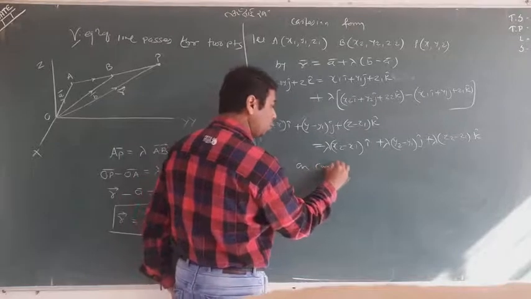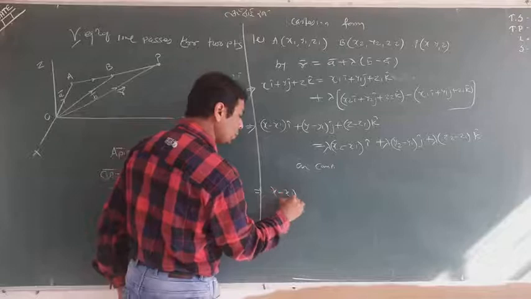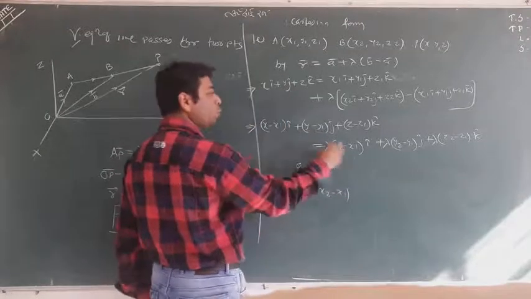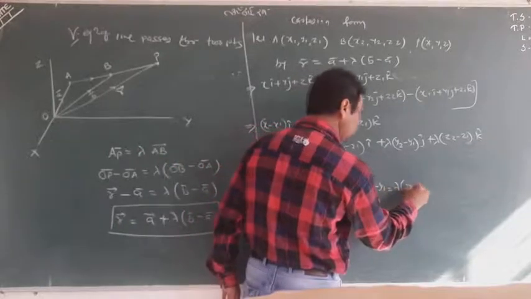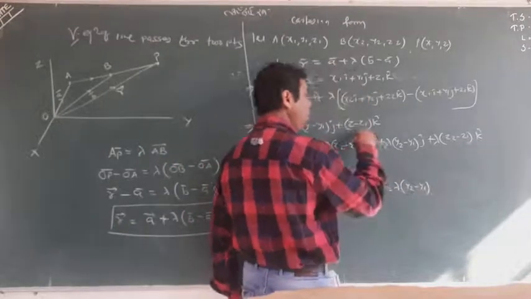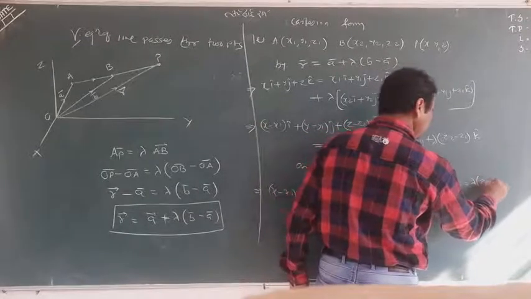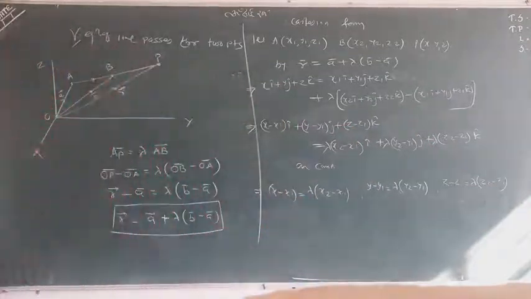On comparing both the terms, this is i, this is i. So x minus x1 will be equal to lambda times (x2 minus x1). These two compare. y minus y1 equals lambda times (y2 minus y1). And these two compare. z minus z1 equals lambda times (z2 minus z1). Now, I think they are all visible. Yes, it is all visible.